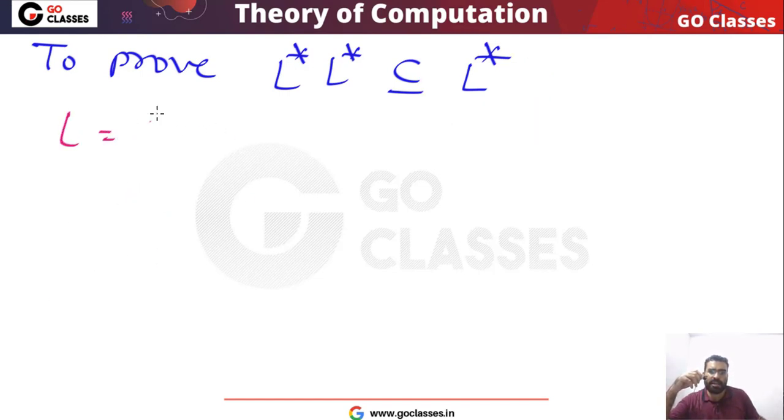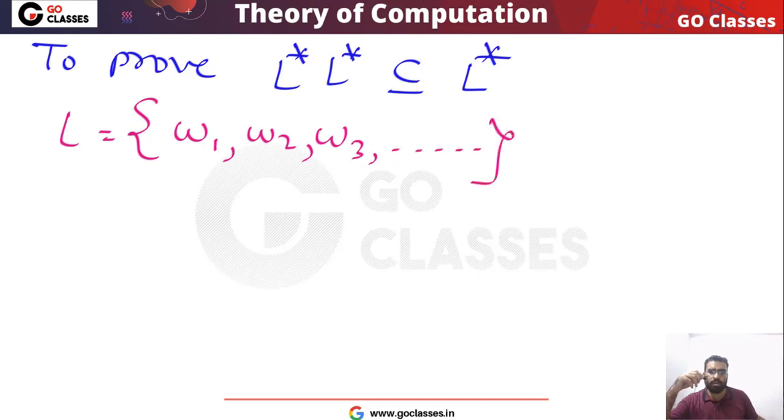let's assume that L is some language. In this L, what do you have? You have strings. Let's assume these are the strings in L: W1, W2, W3, and so on. Because L is a language, this is a set of strings, so these are the strings in L.